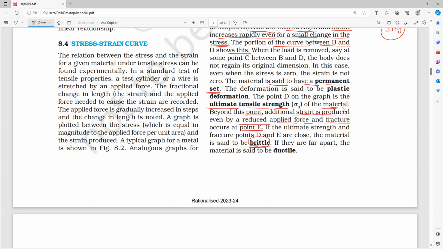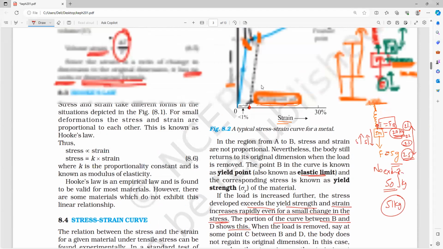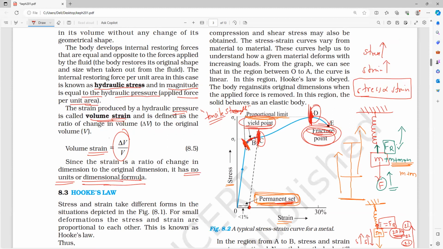Brittle in nature. What do you mean by brittle? It breaks. Understand? It will break. Up to here, the materials are ductile. They have a high tensile strength, like metals. Once it goes beyond that, the fracture point will occur, meaning the material breaks. That is what we call a typical stress strain curve for a metal.